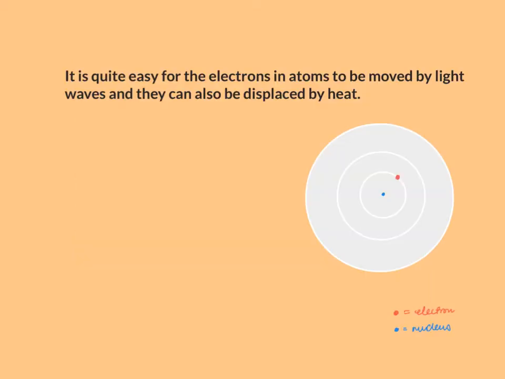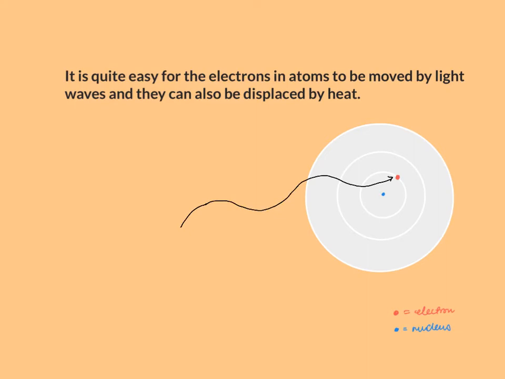Since the electrons are such tiny little particles with very little mass, and they're out around the tiny nugget of the nucleus in the center of the atom, the electrons can very easily be moved by light waves, and they can also be displaced by heat energy as well.